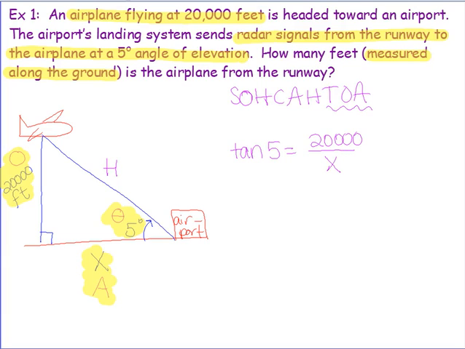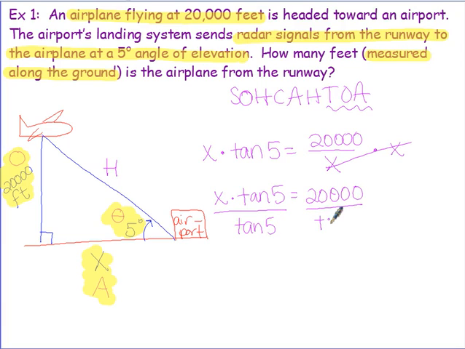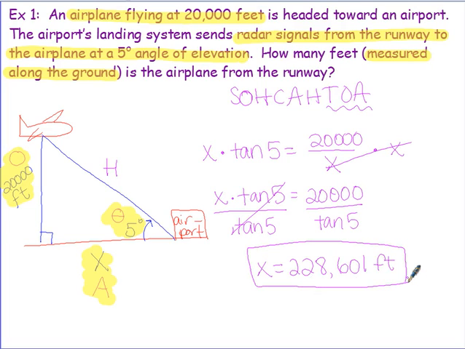So now we have to solve it the same way we've learned. Well, we learned that when X is in the denominator, we start by getting X out of the denominator. That cancels those. So X times the tangent of 5 equals 20,000. However, X is not by itself. We need to get rid of the tangent of 5. The opposite of multiplication, we're going to divide by the tangent of 5. Those cancel. So now we're ready to type in our calculators. So if you pick up your calculator and you take 20,000 divided by tangent 5 and you hit enter, you should get 228,601 feet. And that's our final answer.